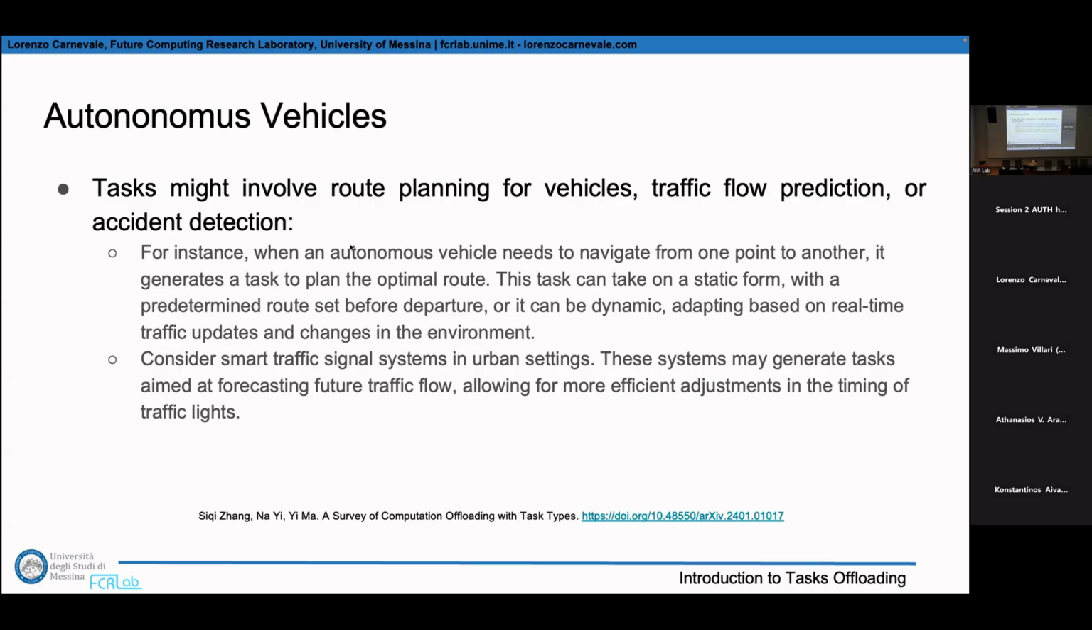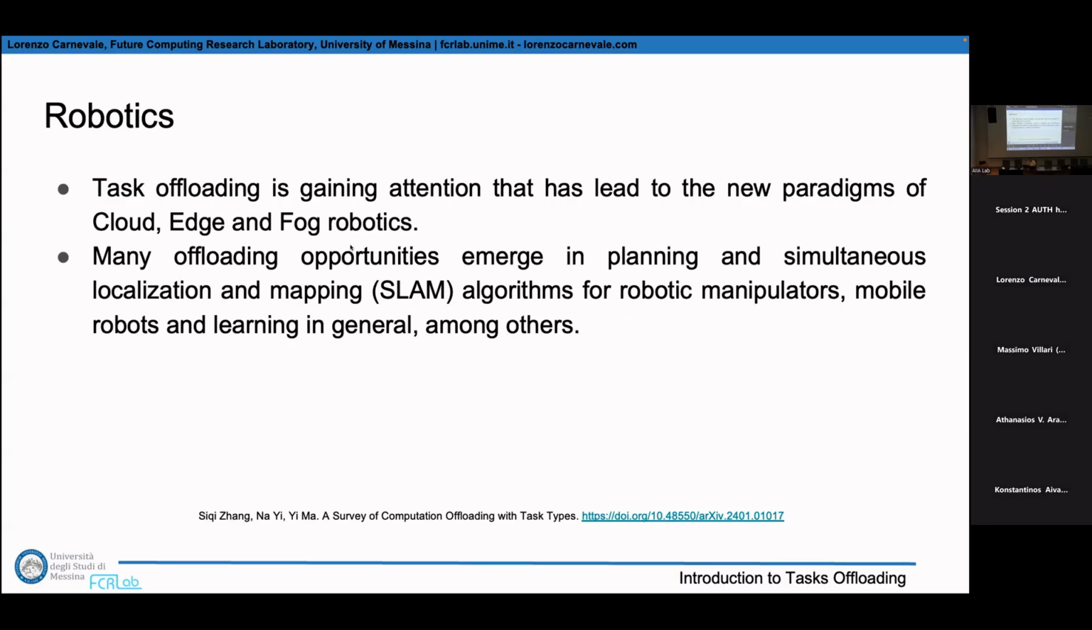The task may involve route planning for vehicles, traffic flow prediction, or accident detection, for example. Another application is robotics. Robotics has a great present and a big future when we talk about cloud and edge robotics. Many offloading opportunities are present in robotics. For example, SLAM, the simultaneous localization and mapping, or the planning algorithms that are used for robot manipulation, mobile robots, or any kind of learning task that we can run in a robot.